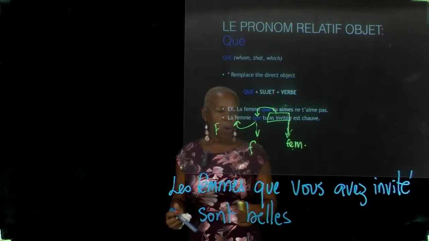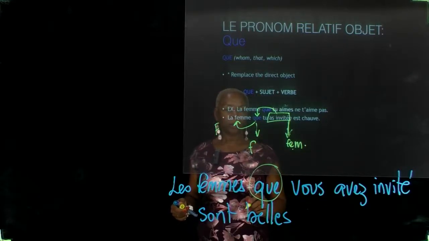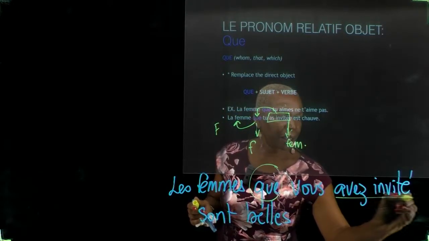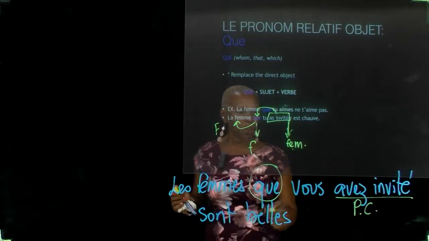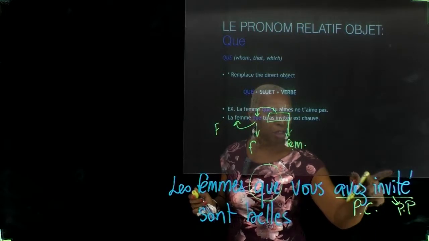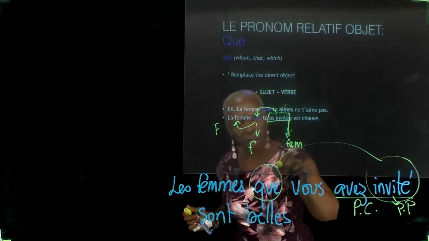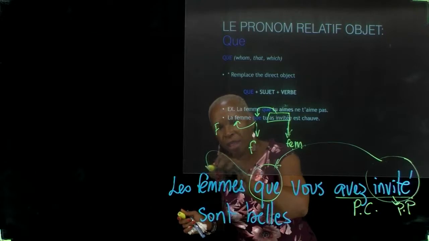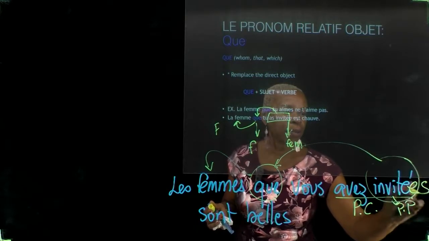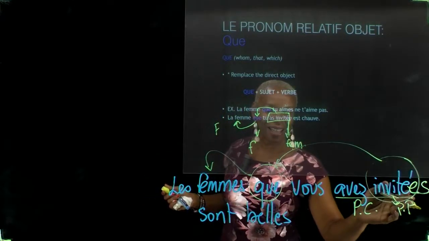Okay, so we use que as our relative pronoun, okay, because you invited who? The women. So I have a passé composé here, okay? Which means that I have a past participle, right? The past participle agrees in gender and number with a direct object pronoun. So this needs to agree with this. And this stands for this. This is feminine plural, meaning that this is feminine plural. Voilà. Okay? Les femmes que vous avez invitées sont belles.